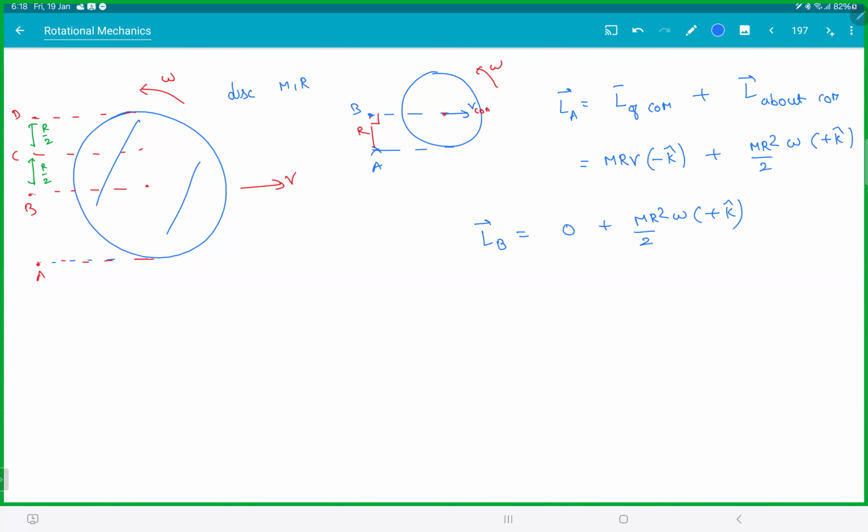Let's see. Look at C and D. Check your answers. L about C, the perpendicular distance is R by 2. M V, direction would be plus k cap. The rotation part will always be the same.